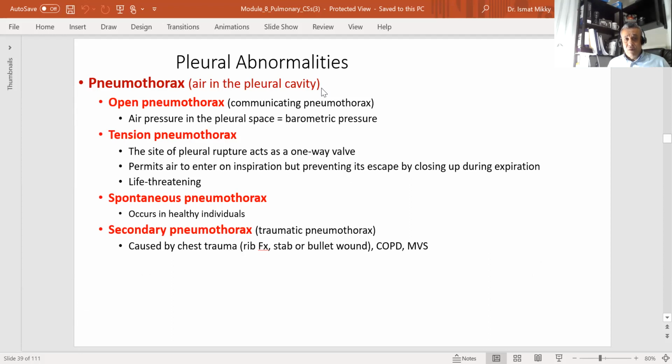Pneumothorax and hemothorax. The pneumothorax is air entering the pleural cavity, and we have different types of pneumothorax: open pneumothorax, tension, spontaneous, secondary pneumothorax.